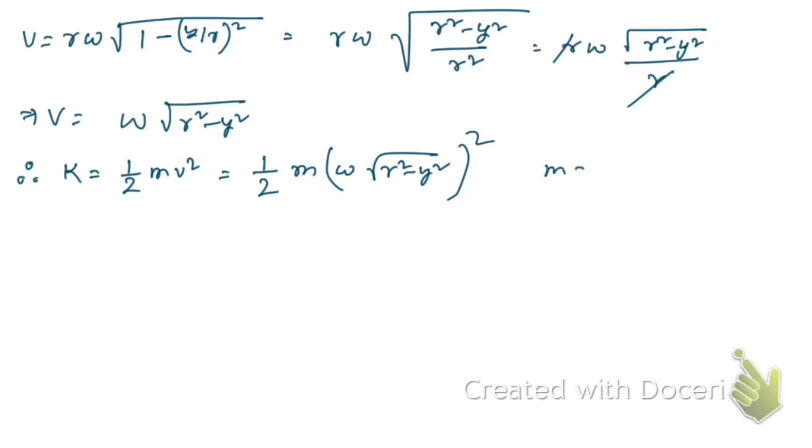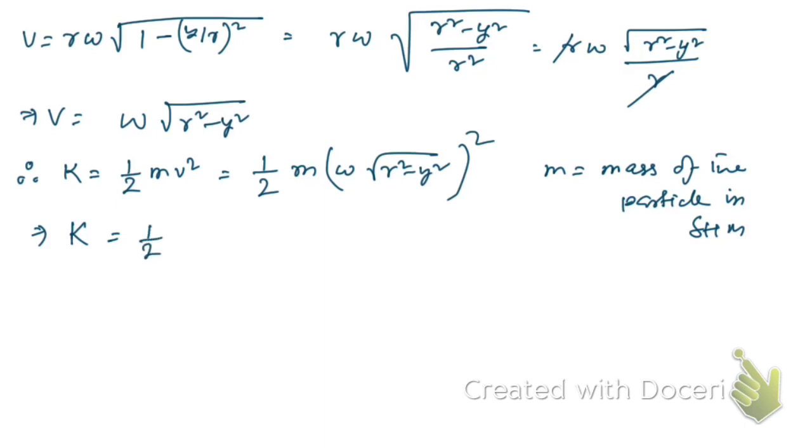So where m is the mass of the particle in simple harmonic motion, right? So therefore kinetic energy K is going to be equal to half m omega square into r square minus y square. That's what we have got. So this is suppose equation number 2. Now let's find potential energy.